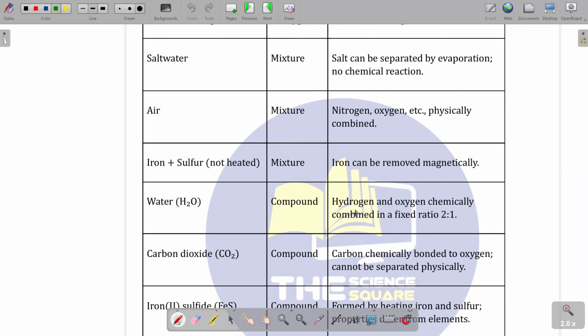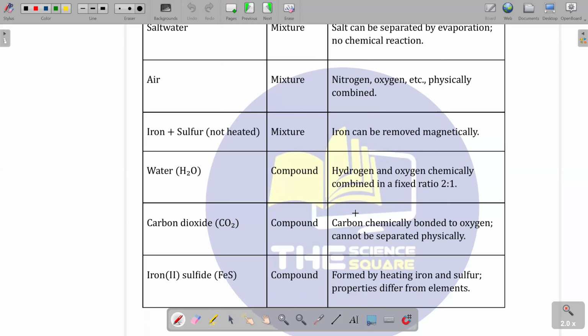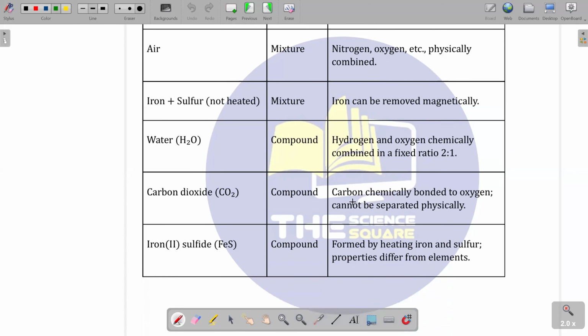Separation technique is a whole topic on its own, which we will not be discussing in this lesson. So, water is a compound. Of course, hydrogen and oxygen are combined in a specific ratio, and carbon dioxide is also a compound. Carbon and oxygen are combined in a specific ratio, and it cannot be separated by physical means. So it's a compound. Iron(II) sulfide is a compound, which is a chemical combination between iron and sulfur.